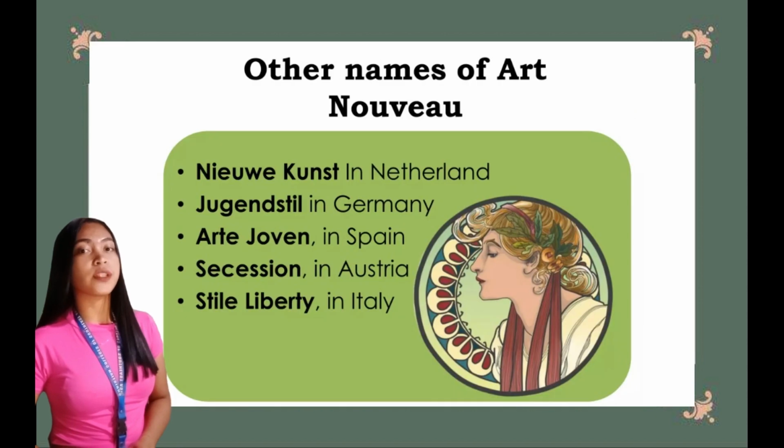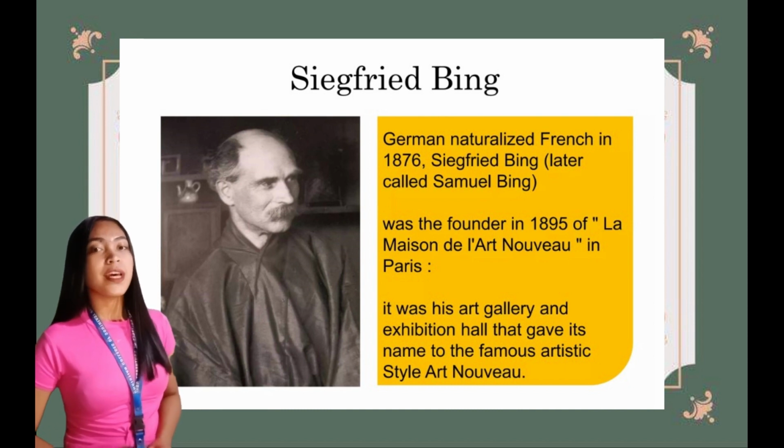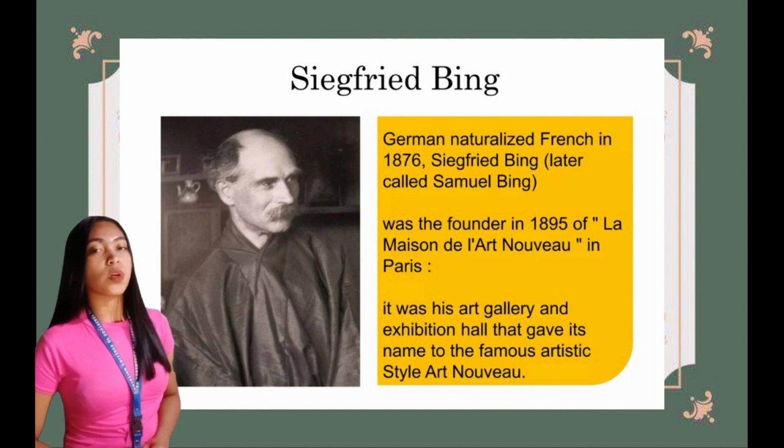This is called by various names in different countries, such as Nieuwe Kunst in the Netherlands, Jugendstil in Germany, Arte Joven in Spain, Secession in Austria, and Stile Liberty in Italy. One of the famous figures whose art gallery and exhibition hall gave its name to the famous artistic style, Art Nouveau, is Siegfried Bing. He was a German naturalized French in 1876 and was the founder in 1895 of Maison de l'Art Nouveau in Paris.